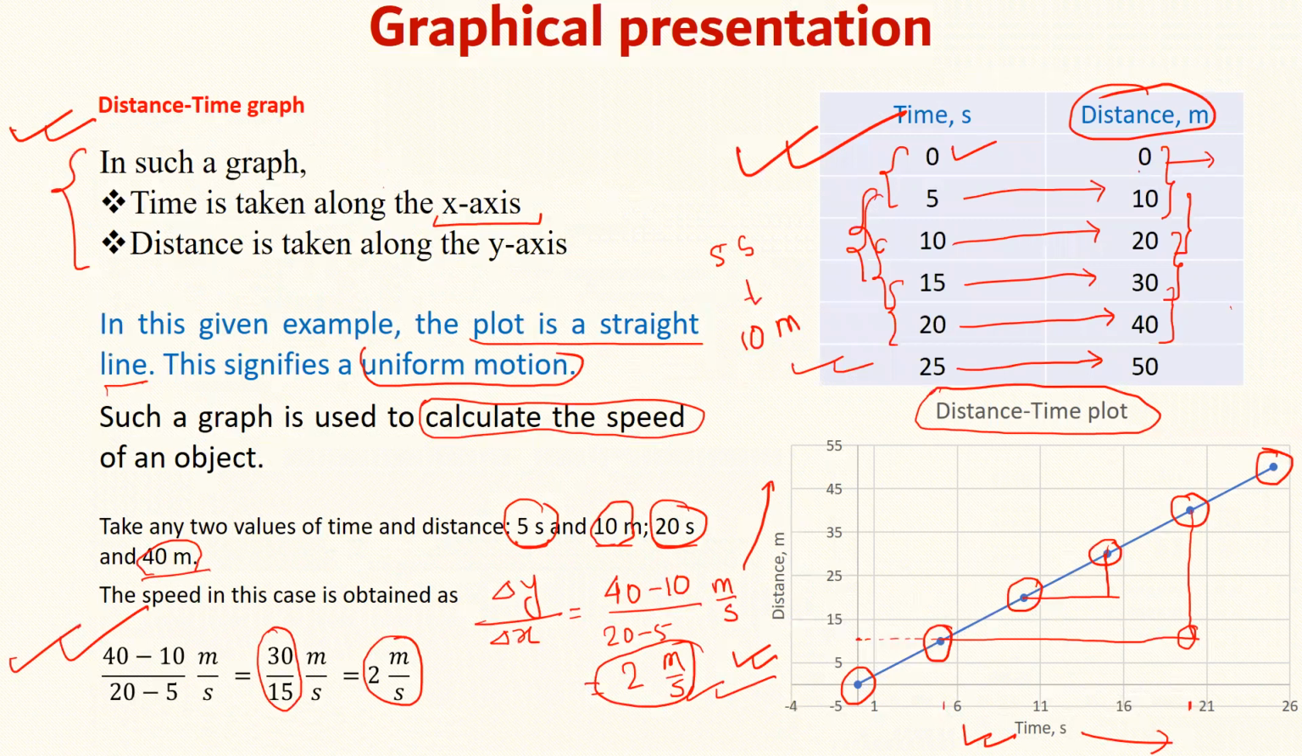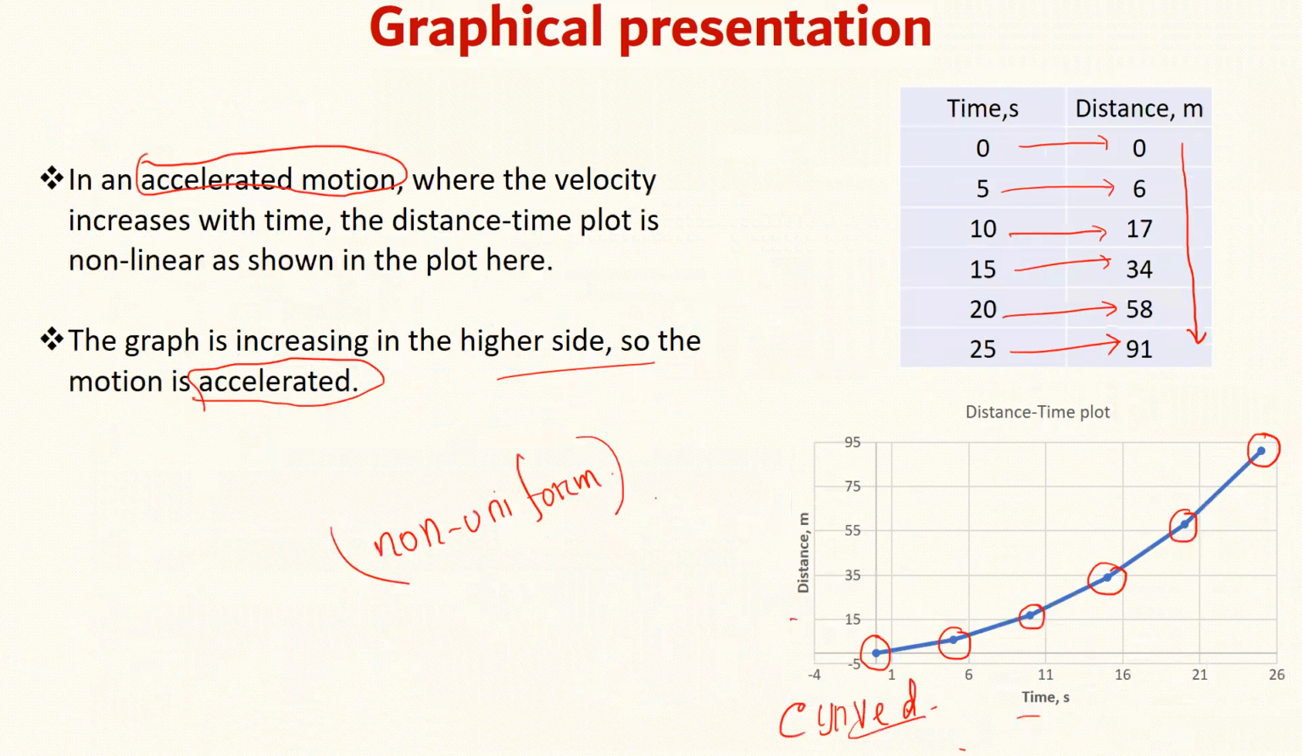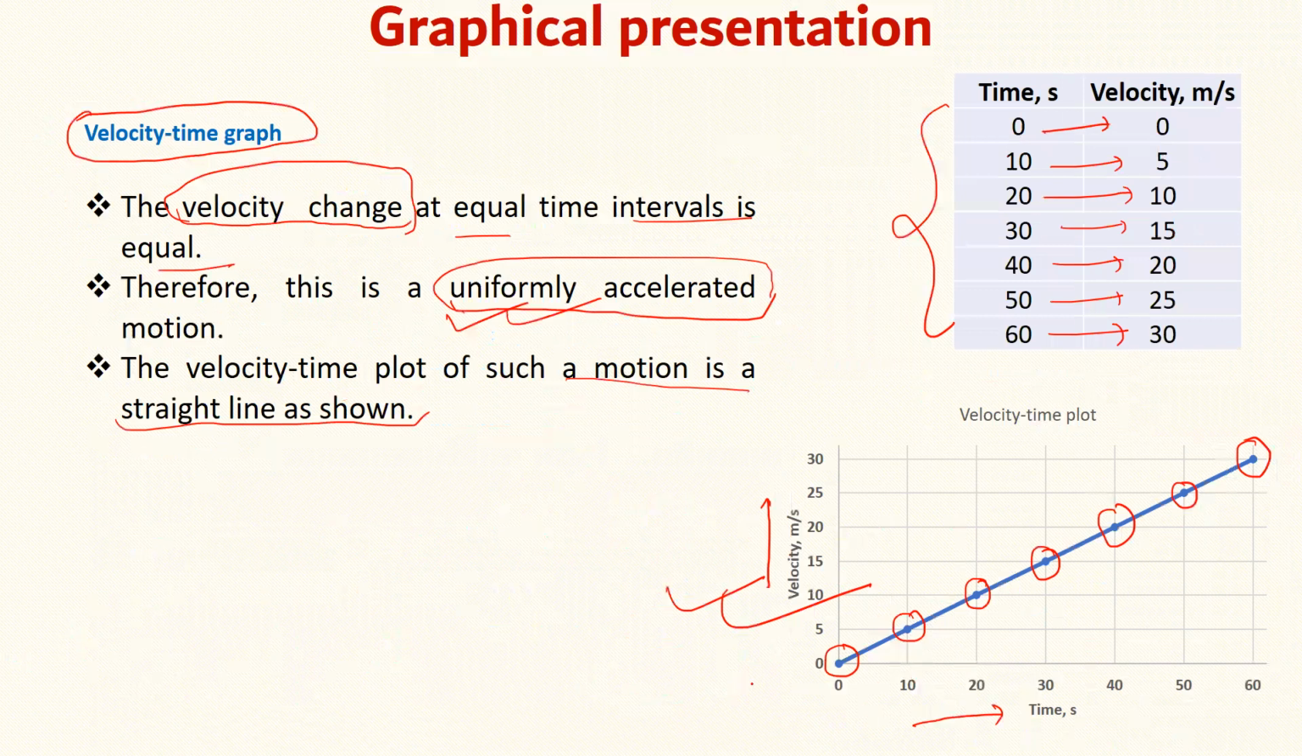So what information do we get from the distance time graph? From the distance time graph, we can calculate the speed, and from a velocity time graph, we can calculate the acceleration. One thing I missed here is the acceleration calculation. So how can we calculate the acceleration from this given graph? Consider any two values, maybe 0 and 20, and their corresponding velocities.